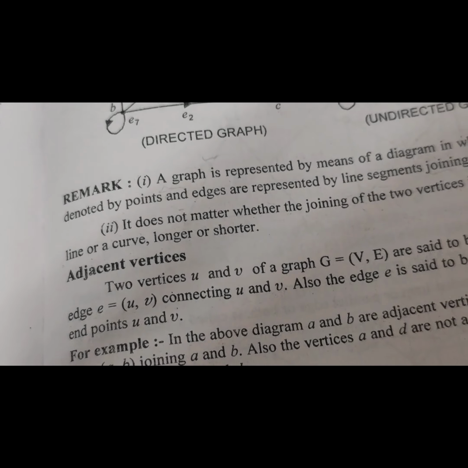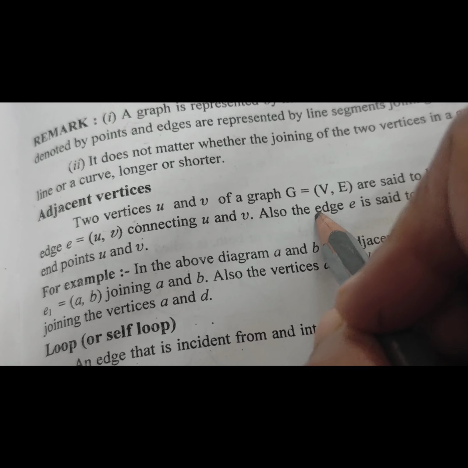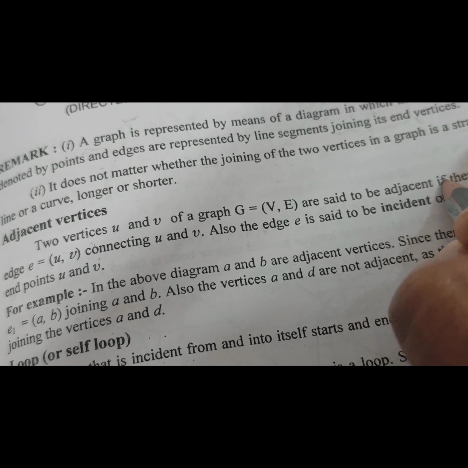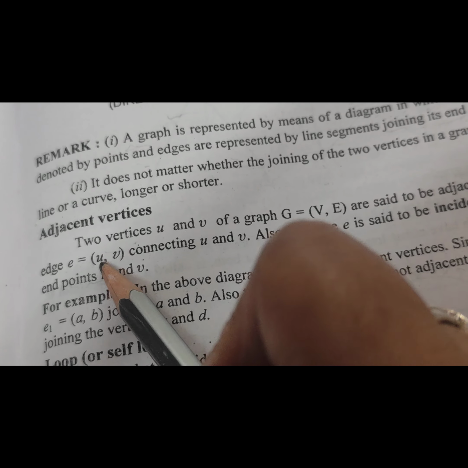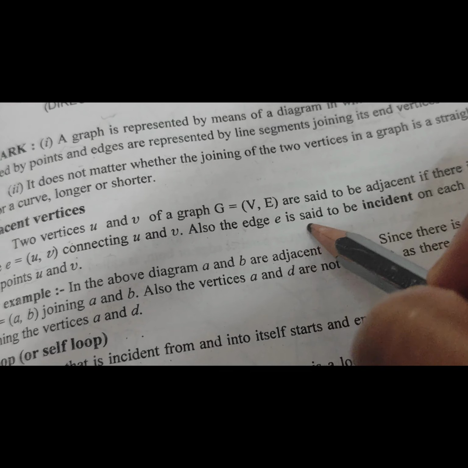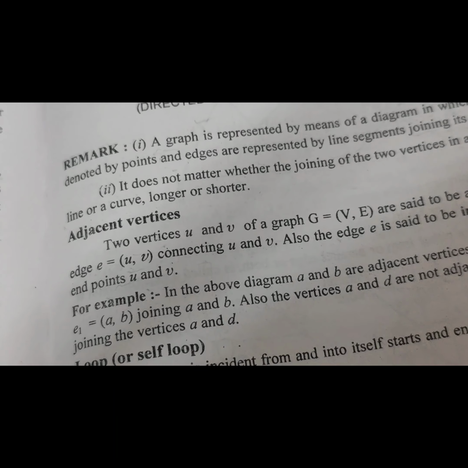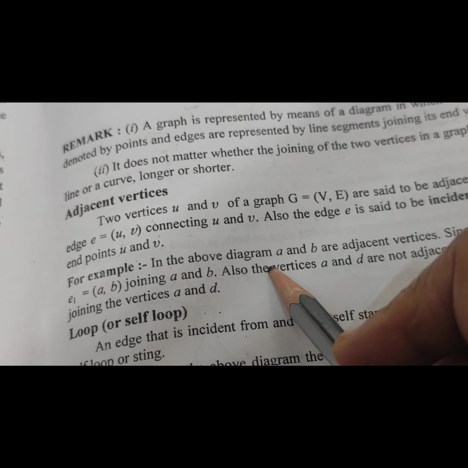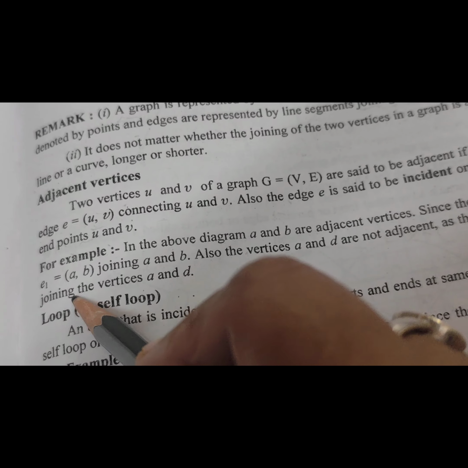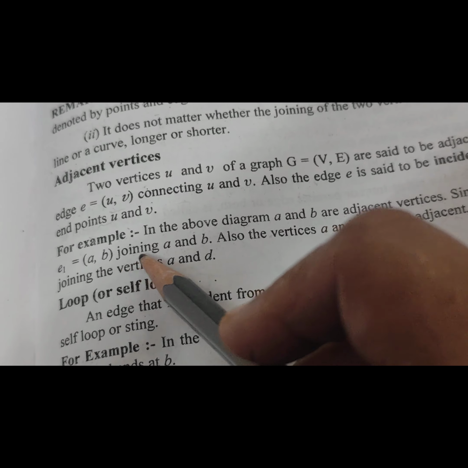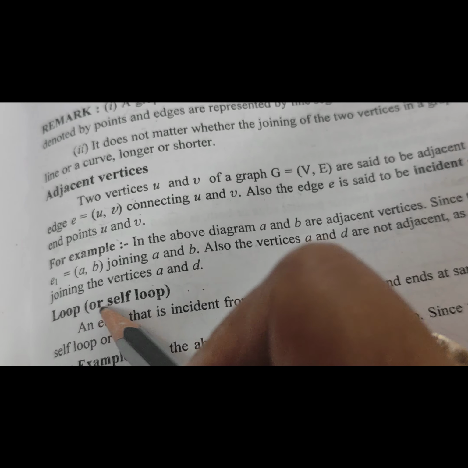So what are adjacent vertices? Two vertices u and v of a graph G(V, E) are said to be adjacent if there is an edge e from u to v connecting u and v. Also, the edge e is said to be incident on each of its endpoints u and v. For example, in the above diagram, A and B are adjacent vertices since there is an edge E1 from A to B joining A and B. Also, vertices A and D are not adjacent as there is no edge joining the vertices.